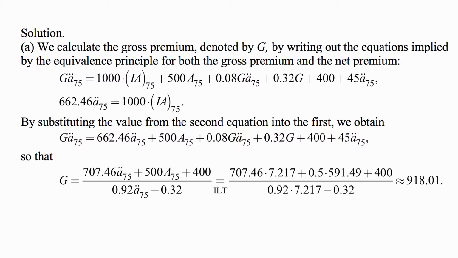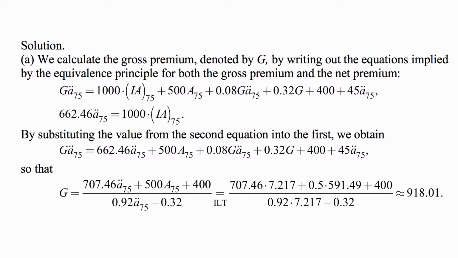Then we just plug in the values of ä75 and A75, do the calculation, and get approximately 918.01. Note that the values for A75 and ä75 are from the illustrative life table. I always indicate using the numbers from the table by writing ILT under the equal sign when I substitute the values from the table. We are told that we can use the table and that the interest rate is 6%, so it's the same rate that is used in the table.